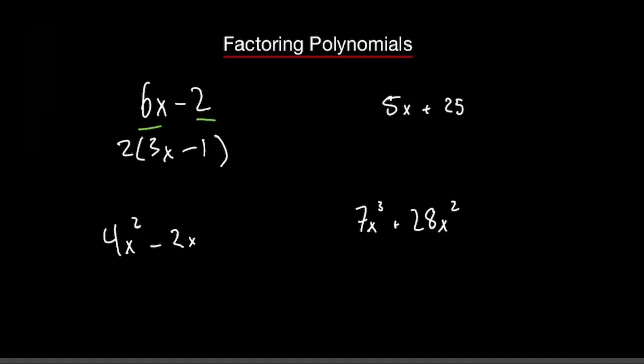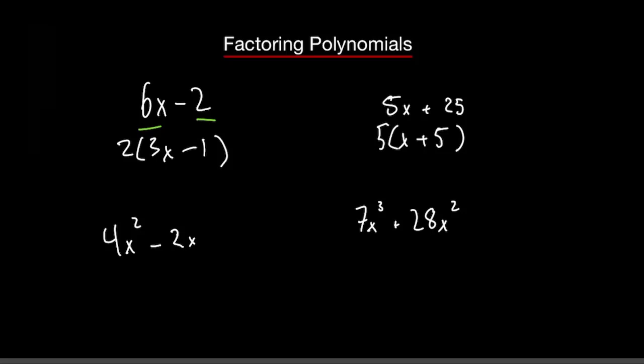We have 5x plus 25. What can we factor out? We can factor out a 5. So 5 goes outside the bracket. Then we have 5x divided by 5, which is just x. And we have 25 divided by 5, which is 5. So we'd get 5 multiplied by x plus 5.